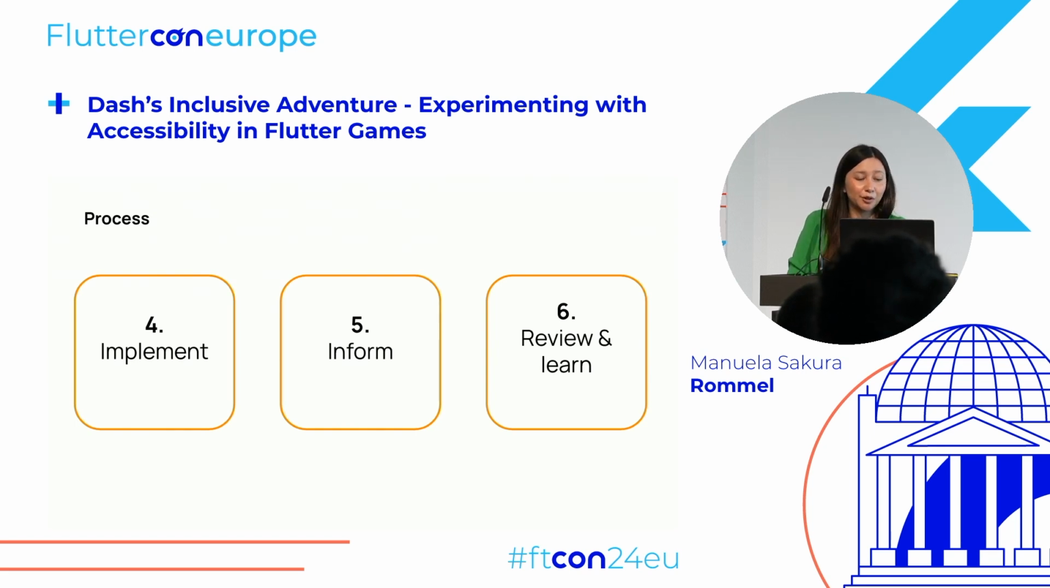Then we're going to go to the implementation phase. You have to test prototypes with some disabled players for optimal results. Then also integrate disabled players into your playtesting sessions, because you really want to know if something is a blocker before you release.